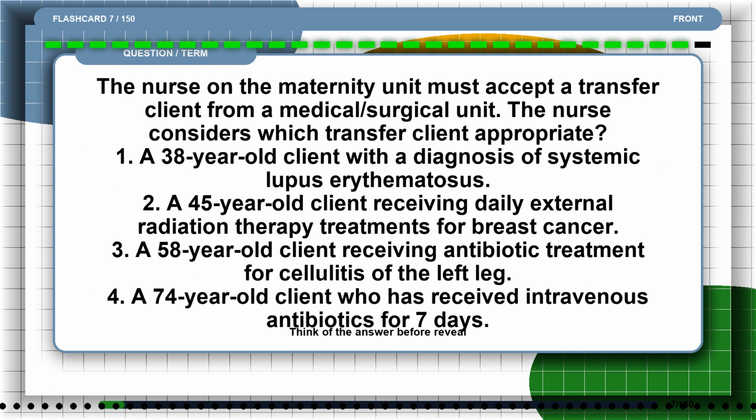Flashcard 7. The nurse on the maternity unit must accept a transfer client from a medical/surgical unit. The nurse considers which transfer client appropriate. 1. A 38-year-old client with a diagnosis of systemic lupus erythematosus. 2. A 45-year-old client receiving daily external radiation therapy treatments for breast cancer. 3. A 58-year-old client receiving antibiotic treatment for cellulitis of the left leg. 4. A 74-year-old client who has received intravenous antibiotics for 7 days. Think of the answer before the reveal.